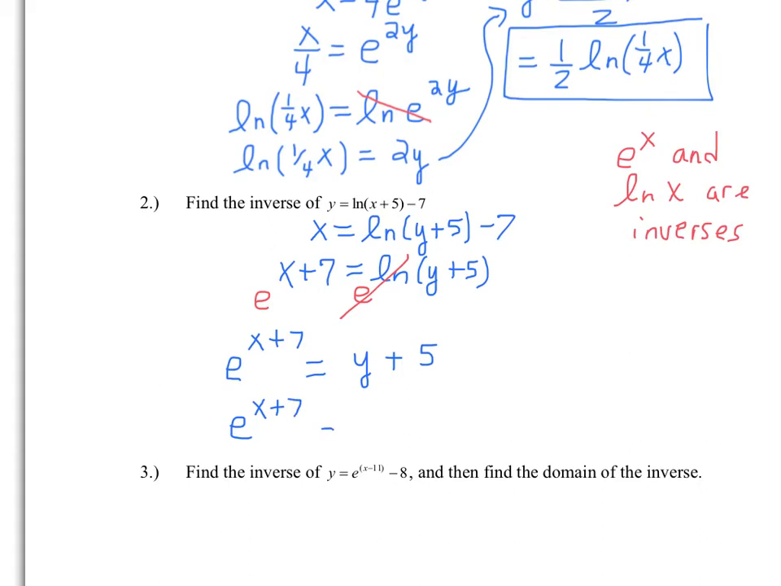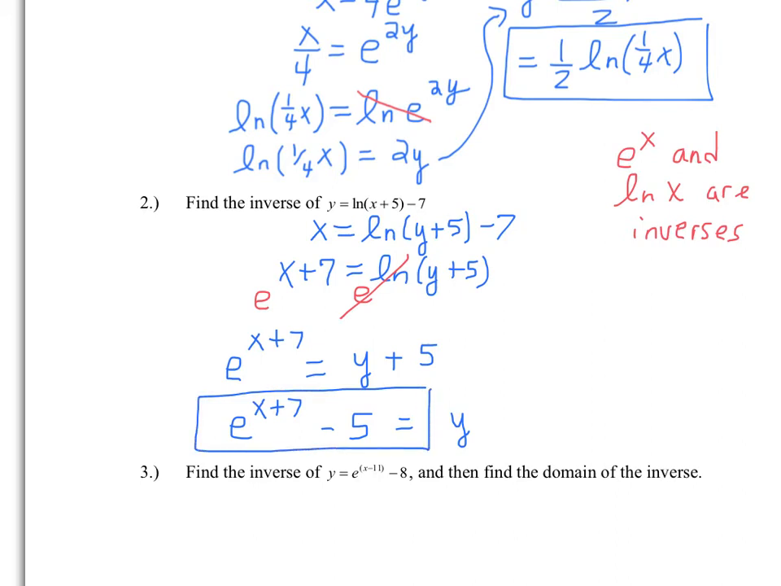Now when we subtract over 5, it's not going to be part of the power. We're not going to say e to the x plus 2. It's not part of your power. So this is as far as we can take it. That would be your inverse.